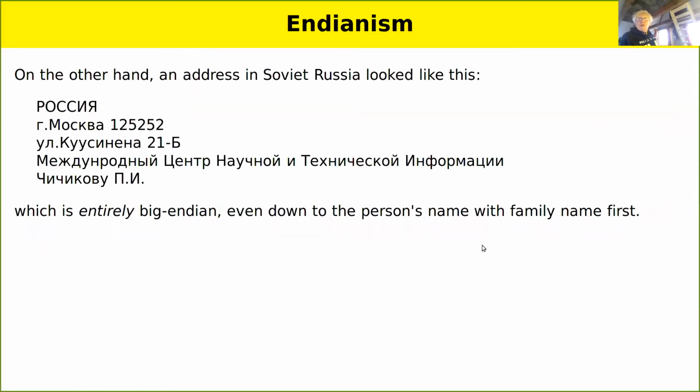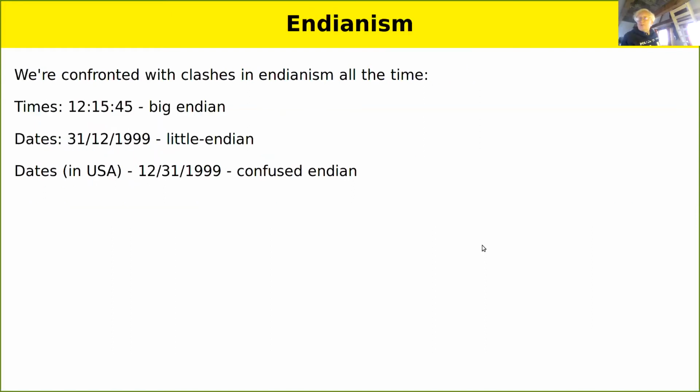On the other hand, if you look at an address as it was in Soviet Russia, it looked like this, which starts with the word Russia, and then Moscow, and then the street, then the institute, and then the person's name with the family name first. So this is entirely big Endian. Now we're confronted with clashes in Endianism all the time. For instance, times are big Endian, starting with the hour and ending with the second, although we actually tend to speak times as Little Endian. We say 20 past 3. Dates, on the other hand, are Little Endian, except in the USA where they're just completely confused Endian.